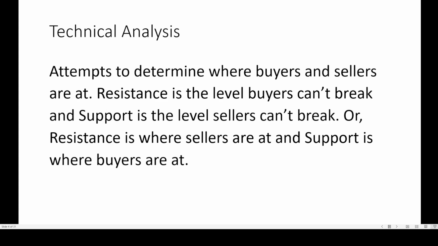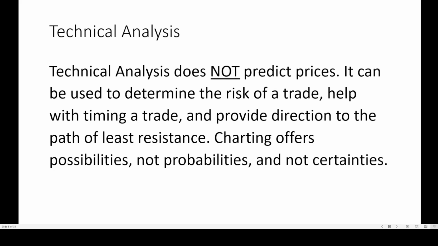Technical analysis attempts to determine where buyers and sellers are at. Resistance is where sellers are at and support is where buyers are at. Technical analysis does not predict prices. It can be used to determine the risk of a trade, help with timing a trade, and provide direction to the path of least resistance. Charting offers possibilities, not probabilities, and not certainties.